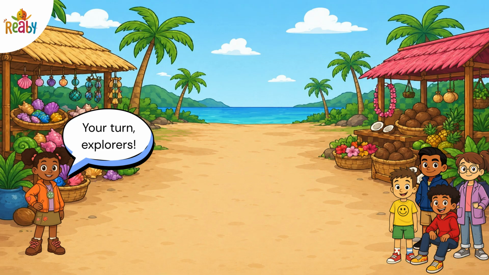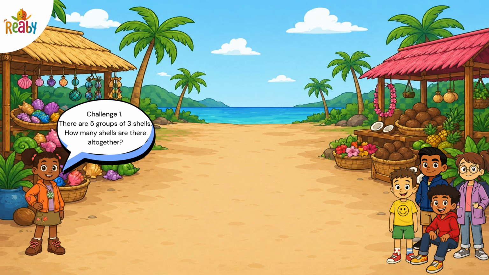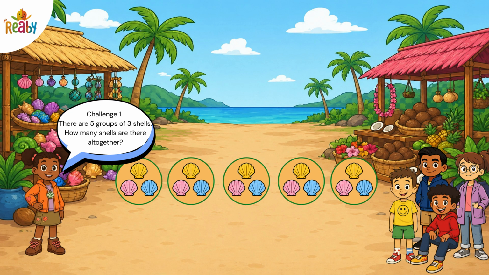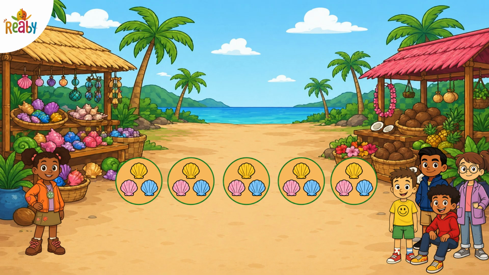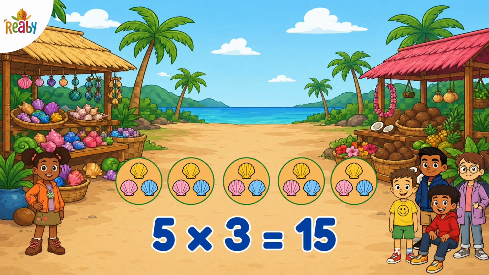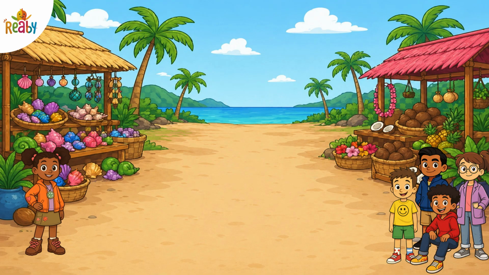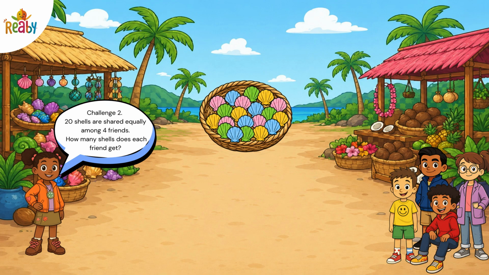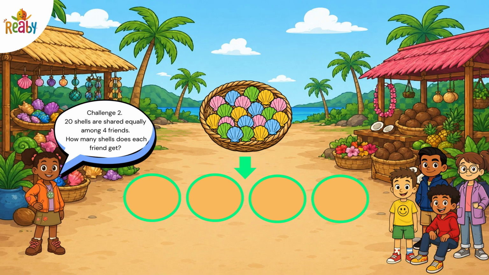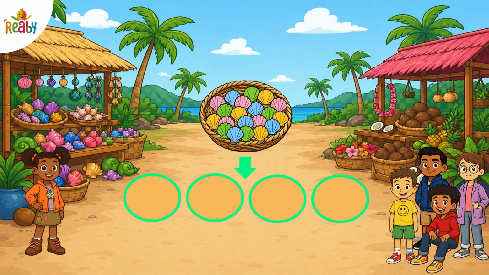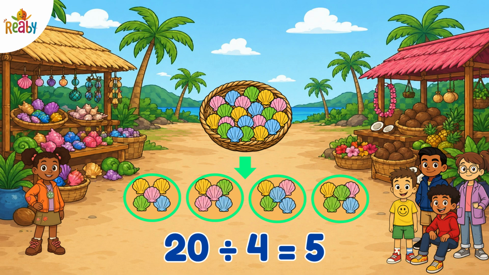Your turn, explorers. Challenge 1. There are 5 groups of 3 shells. How many shells are there altogether? Correct, 15. Challenge 2. 20 shells are shared equally among 4 friends. How many shells does each friend get? Correct, 5.